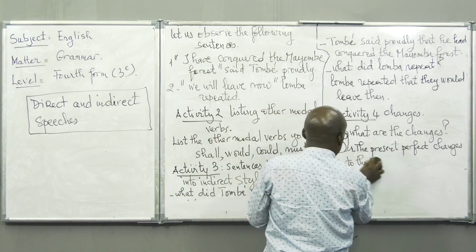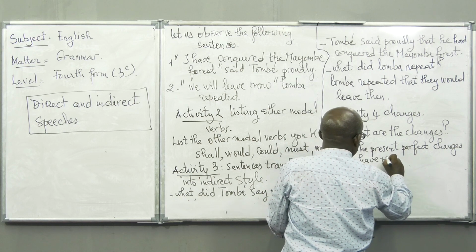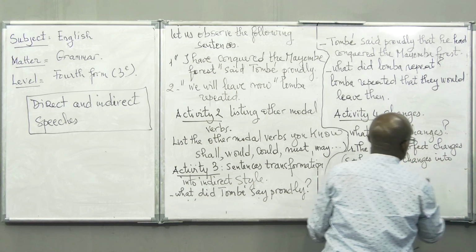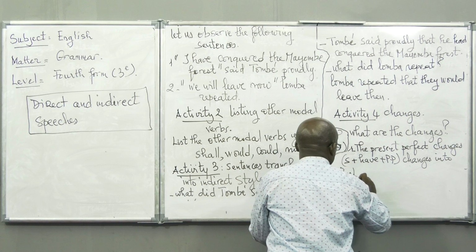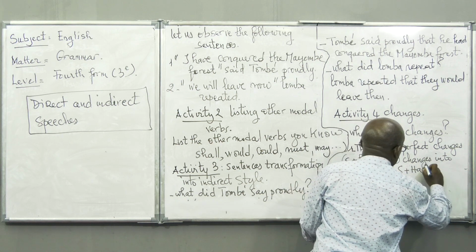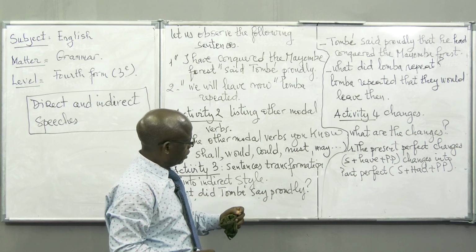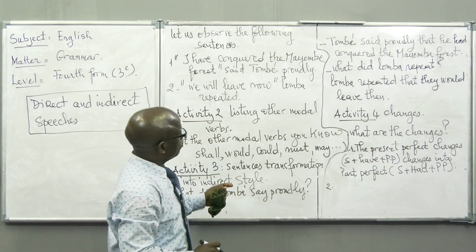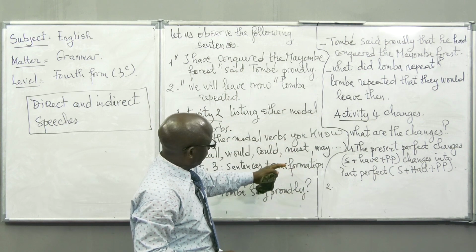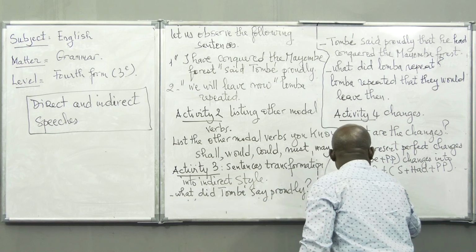We have the structure subject plus have plus PP changes into past perfect, subject plus had plus PP. This is our first change. Second, let's observe the sentence. Lomba repeated that they would leave then. The simple future.